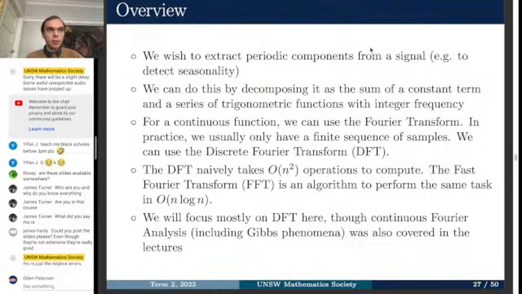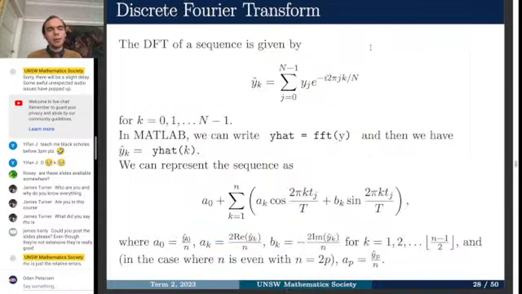The DFT is naively n-squared operations, which means that it's pretty slow when n is quite large, n being the number of samples that we're processing. But FFT thankfully can reduce it to O of n log n time complexity, which is quite a bit faster for large n. So in the past papers, it mostly focuses on the DFT. The continuous version of the Fourier transform doesn't come up as much.